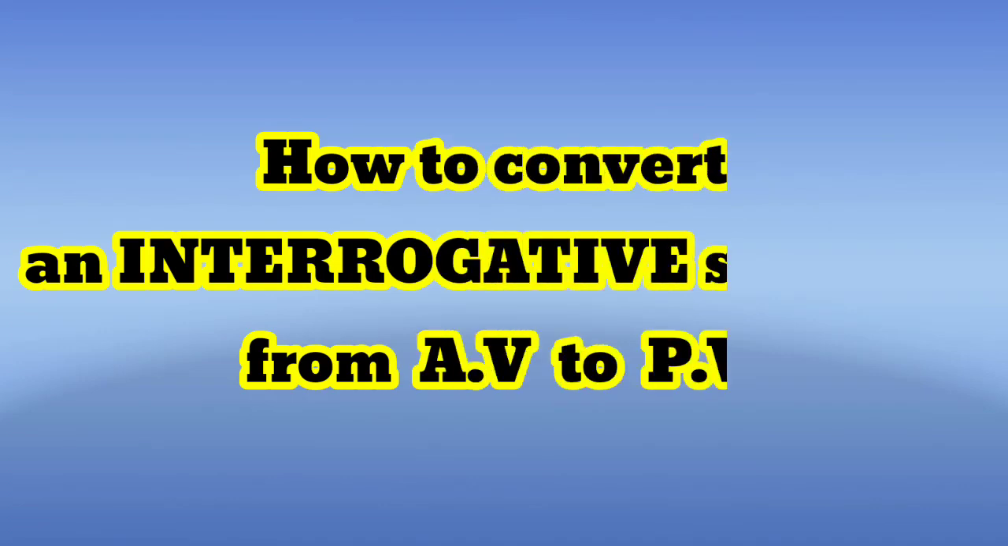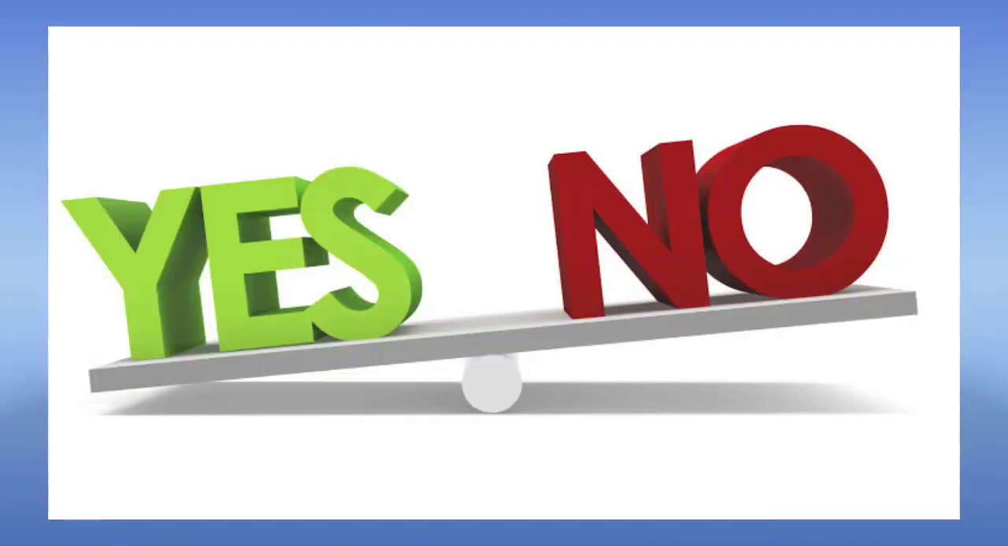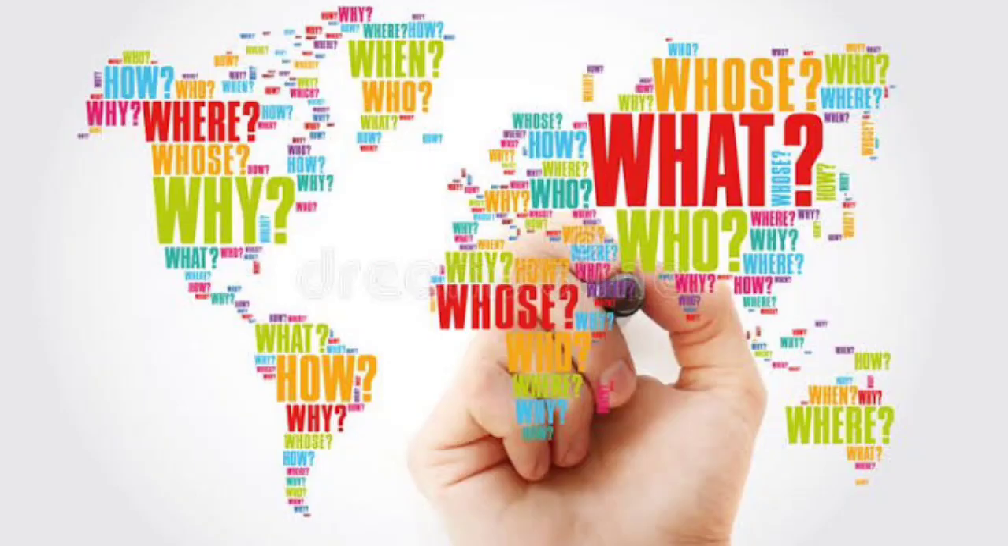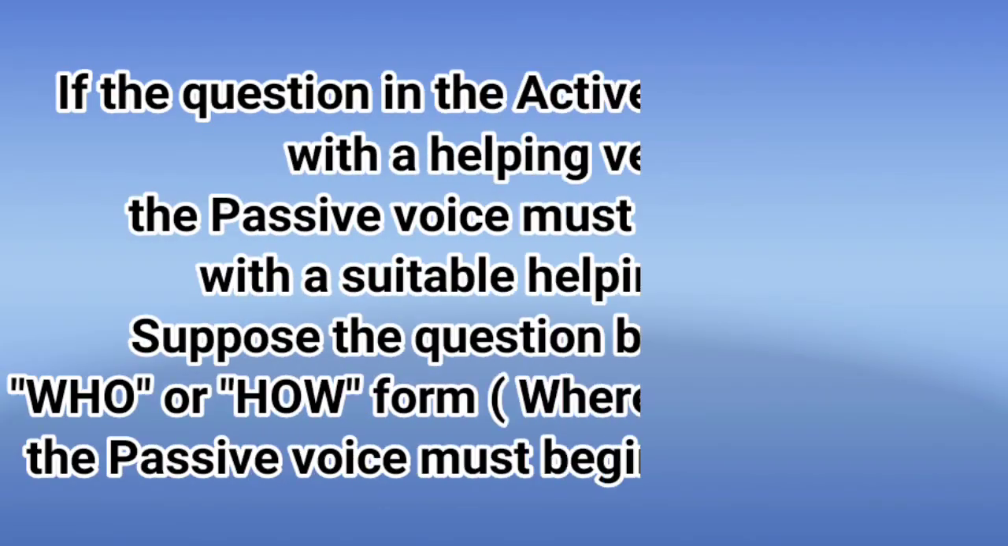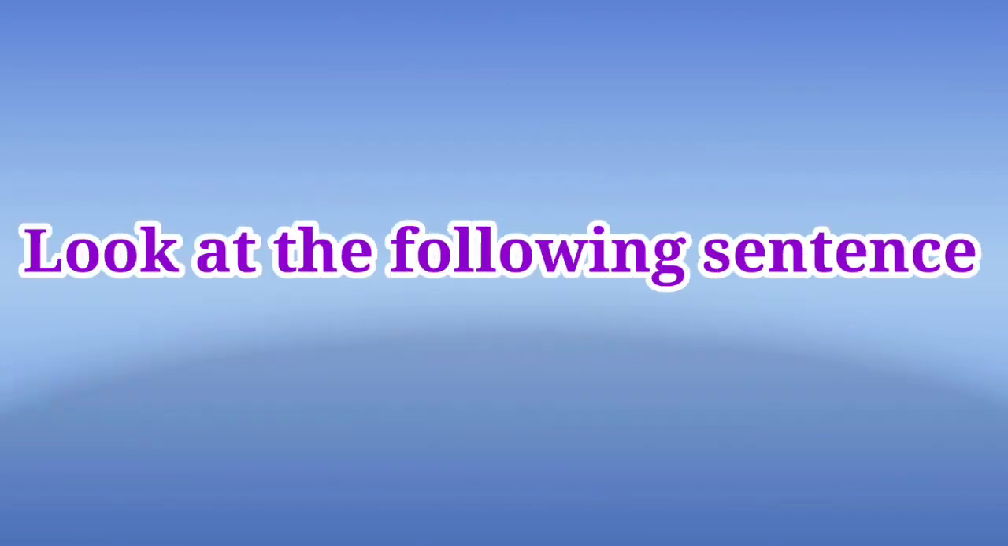Now let us discuss how to convert an interrogative sentence from active voice to passive voice. Actually, there are two types. One is yes or no interrogative sentence and WH interrogative sentences. If the question in the active voice begins with a helping verb, the passive voice must also begin with a suitable helping verb. Suppose the question begins with a who or how form, the passive voice must begin with the same.